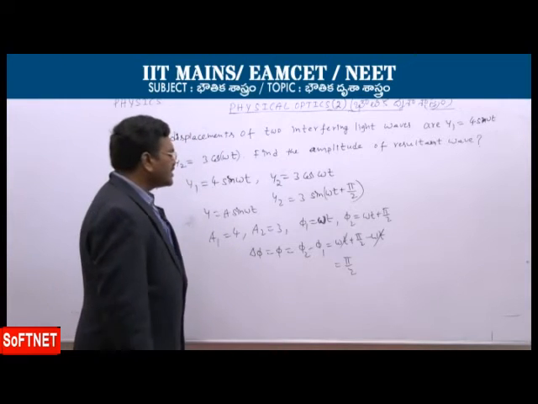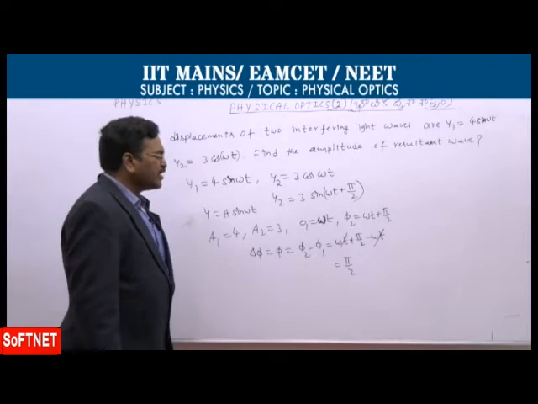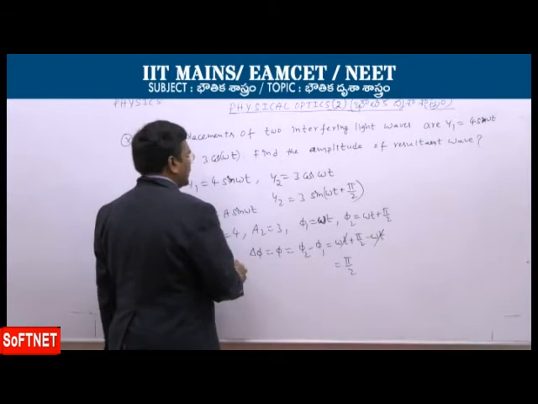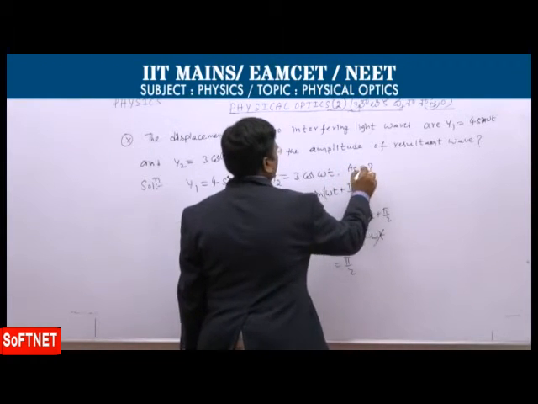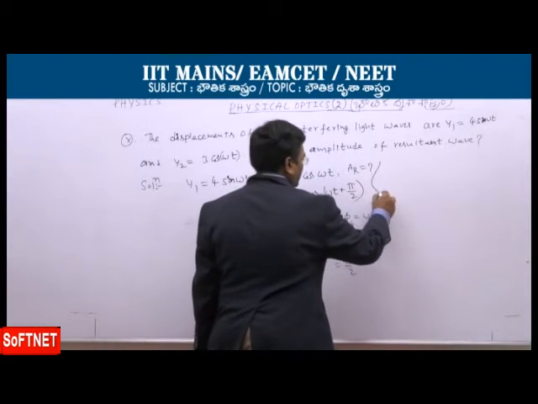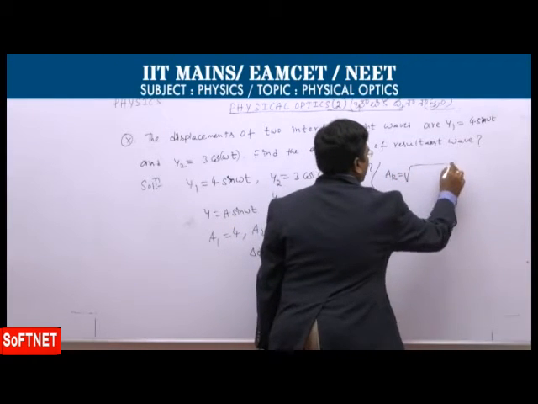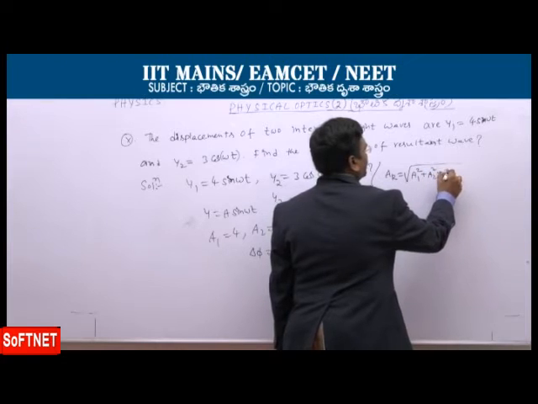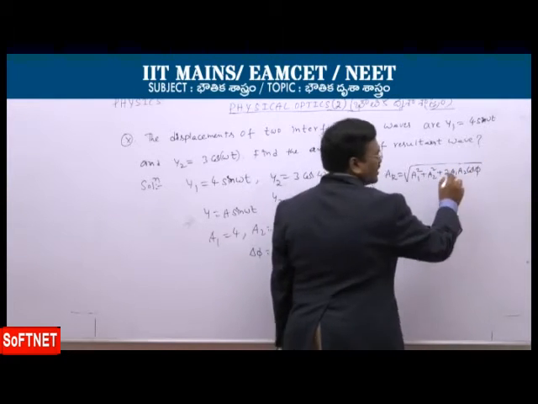Now what is the formula for resultant amplitude? We want to calculate the resultant amplitude, A resultant. A resultant is equal to under root of A1 square plus A2 square plus 2 A1 A2 cos phi, like this.